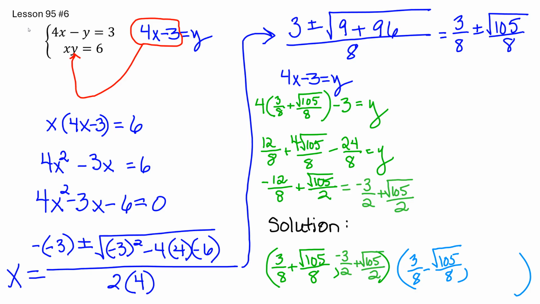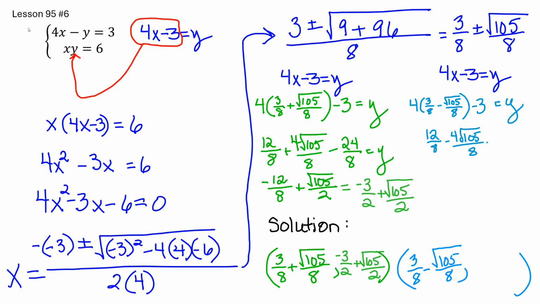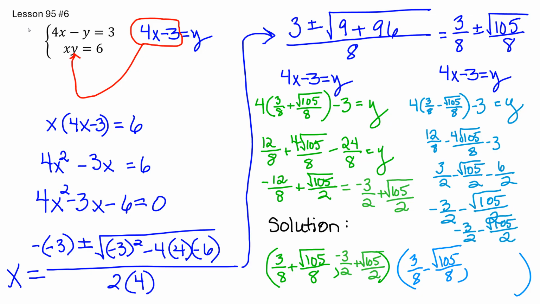Now we have to find the y value that goes with the other x value, which was 3/8 minus the square root of 105 over 8. So 4 times that minus 3 should be y. Distribute the 4 again: 12/8 minus 4 square root of 105 over 8 minus 3 equals y, and then reduce that fraction to 3/2 minus the square root of 105 over 2. Write negative 3 as negative 6 over 2, and then combine 3/2 minus 6/2 is negative 3/2 minus the square root of 105 over 2, and that is your y value that goes in there with that x value. And that would be your solution.